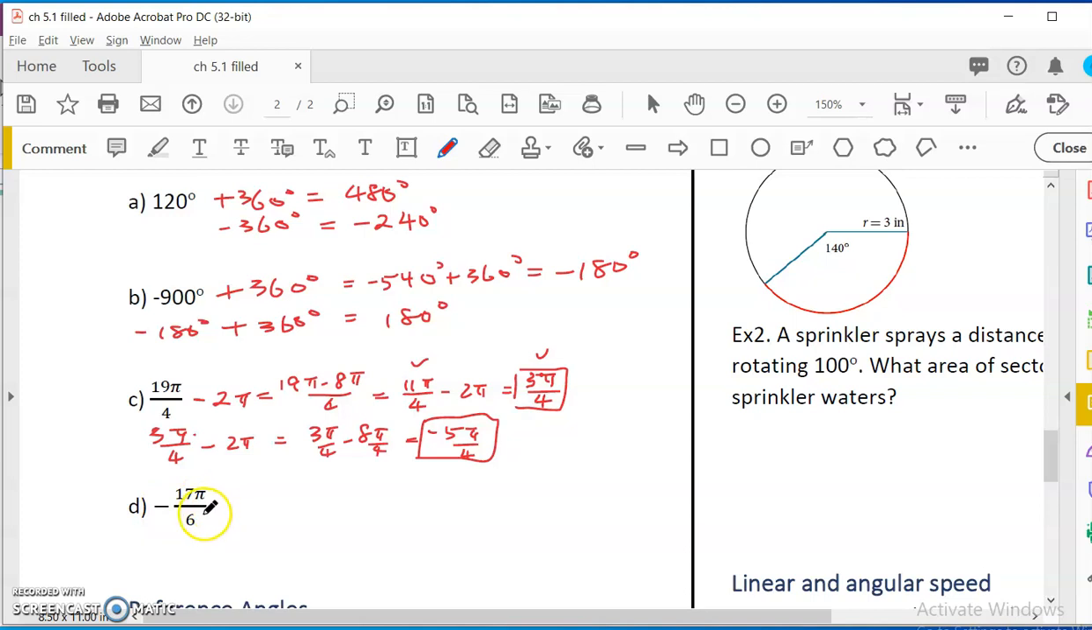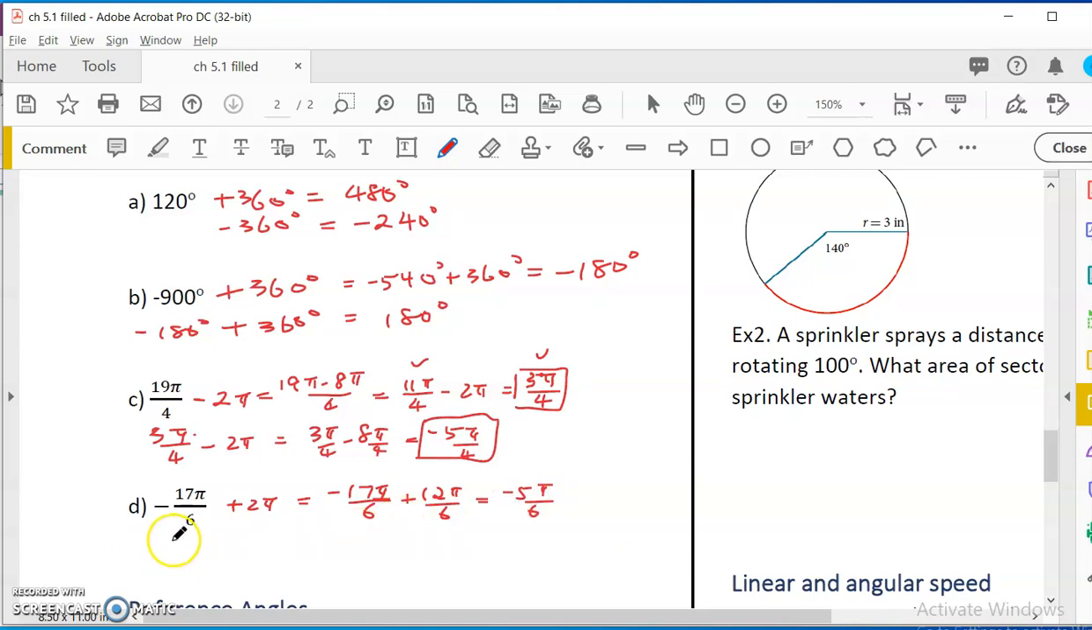What about negative 70 pi over 6? This is negative. I can just add 2 pi to see what happens. So adding 2 pi means negative 70 pi over 6 plus 12 pi over 6. You see how you always do fractions. It's negative 58 pi over 6. That's good.